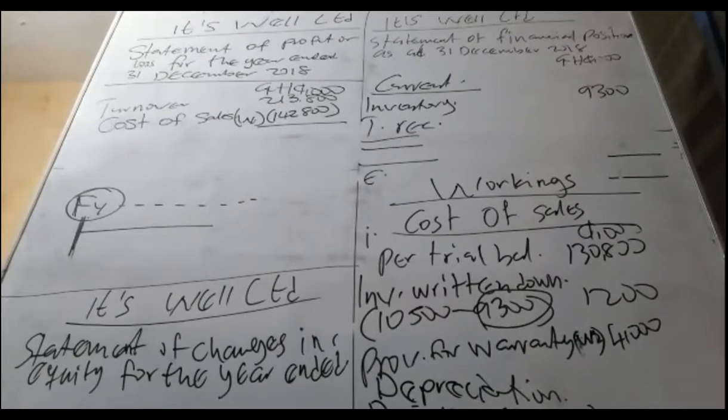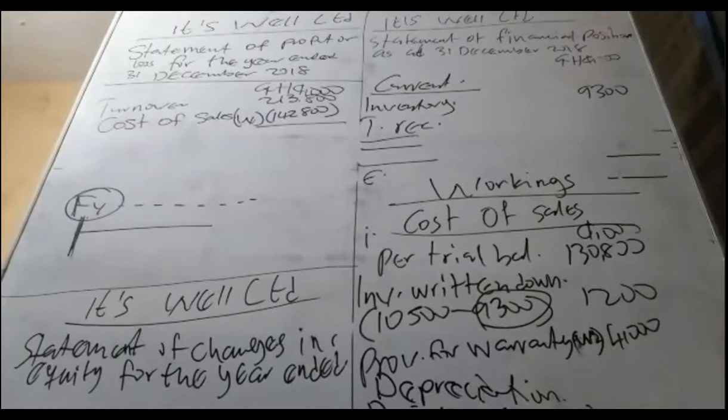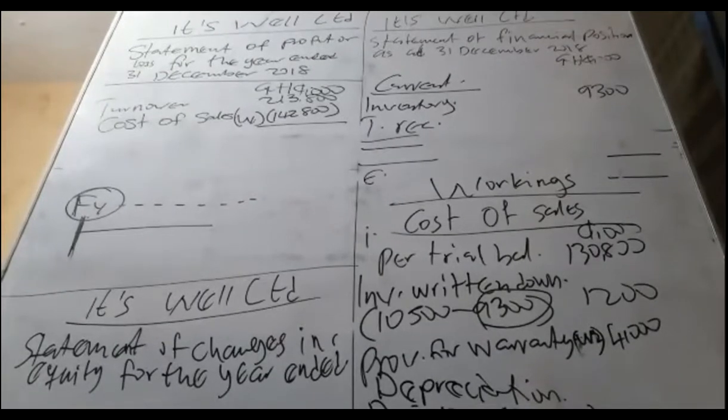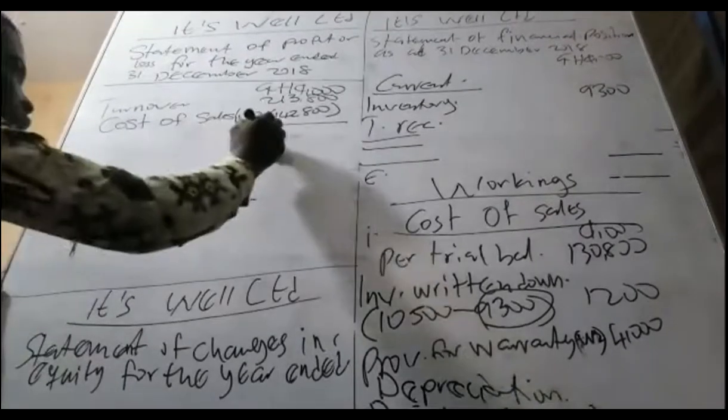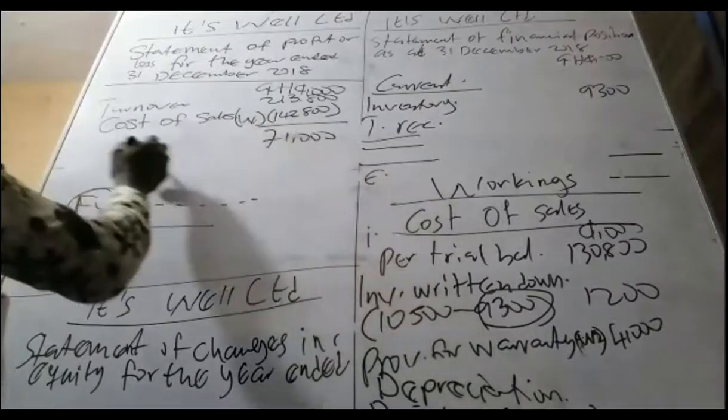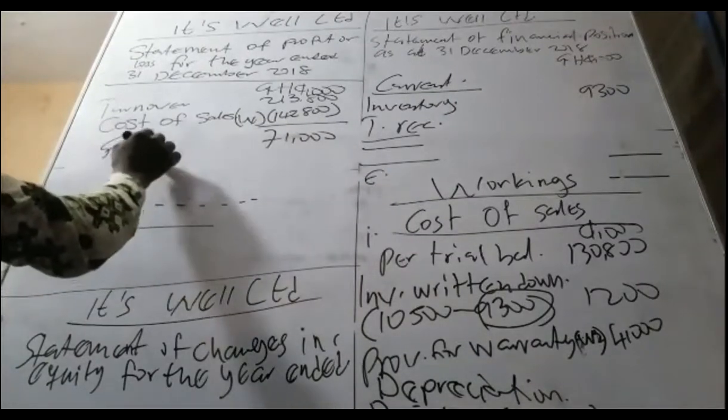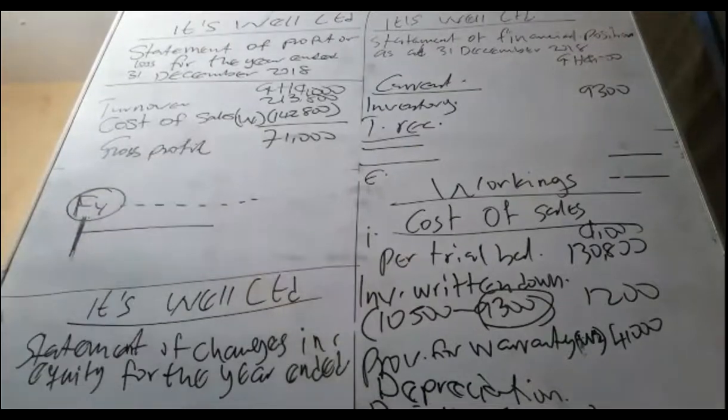So the gross profit will be, so you will get 73,000, right? But in fact, it's 71,000. I still used my old 140,800. Okay, so 71,000 is the gross profit. So let's call it gross profit. Great.